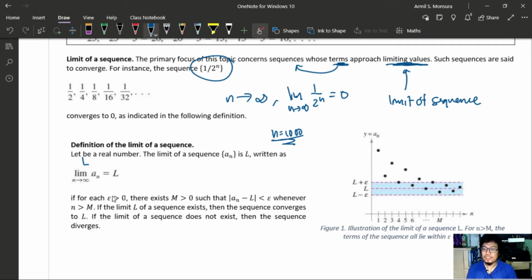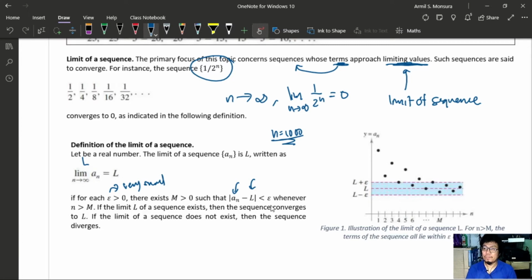If for each epsilon, this epsilon is a very small number, a very, very small number approaching 0 also. So if for every very small positive number, because that very small positive number is greater than 0, that means that very small number is a positive number, there exists a positive number, another number, such that the difference between the nth term and the limit is less than that very small number.